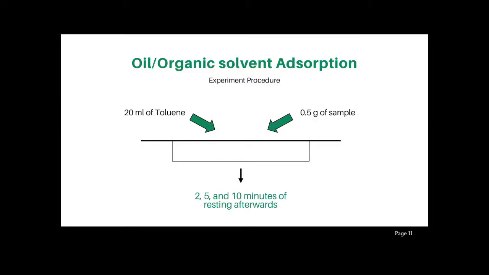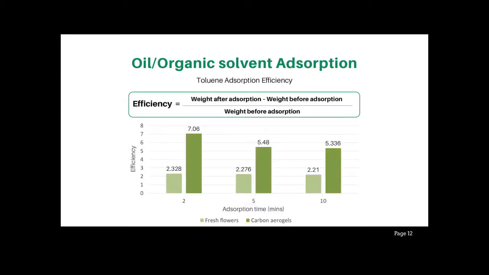For our adsorption efficiency, we demonstrate by pouring 20 ml of toluene and 0.5 grams of fresh cattail flowers or carbon aerogel into a closed petri dish. After 2 hours of adsorption, the samples are wet for 2, 5, and 10 minutes before weighing the final mass. We quantitatively analyze the result by comparing the missing mass during the adsorption to the initial mass. Due to their high hydrophobicity, the aerogel and the flower should be great oil adsorbents. We found that the aerogel is 3 times better than fresh flower for oil adsorption.